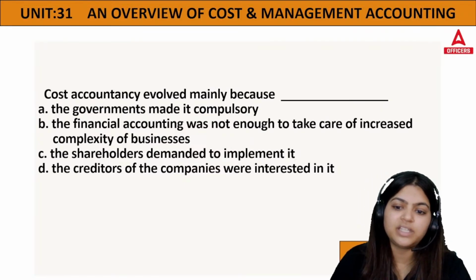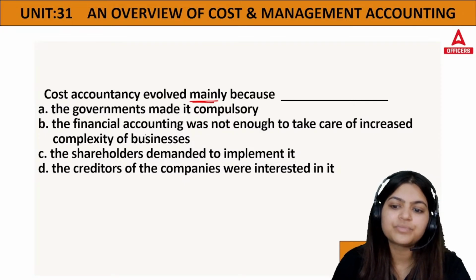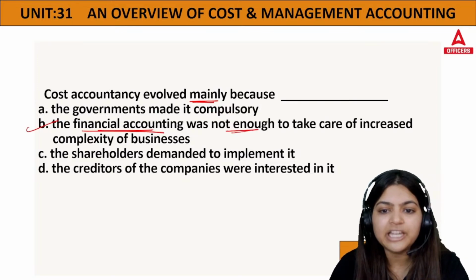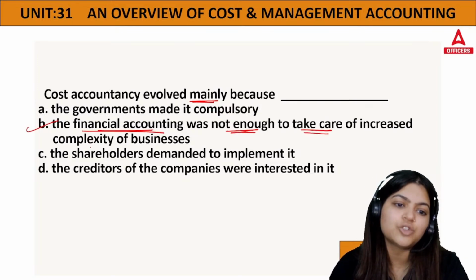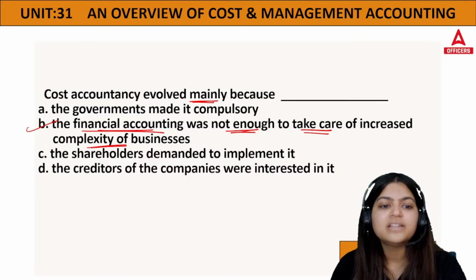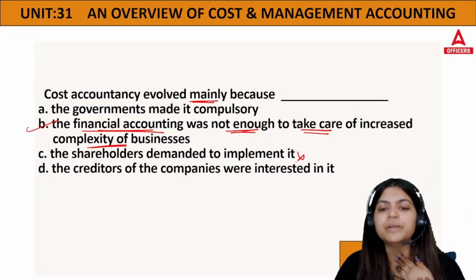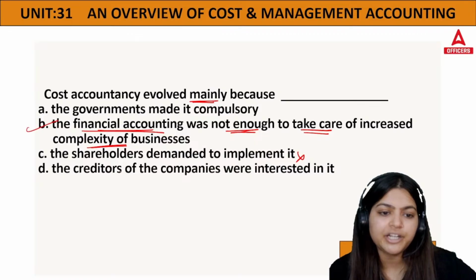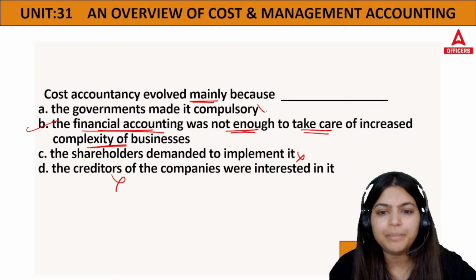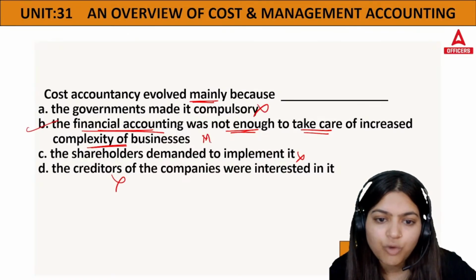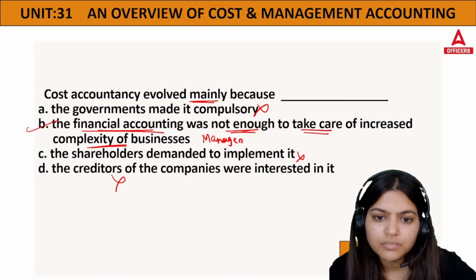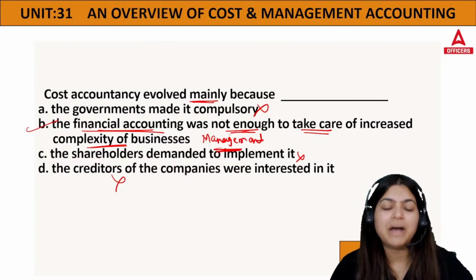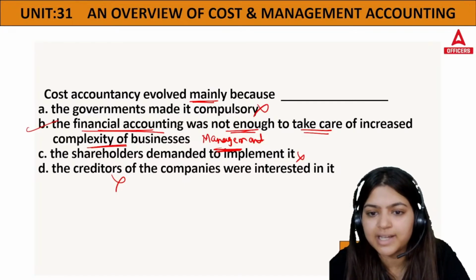Cost accountancy evolved mainly because... You can see the answer here: because financial accounting was not enough to take care of the increased complexity of businesses. Did shareholders demand it? No. Did creditors want it? No. Did the government make it compulsory? No. Your management wanted it. Yes, because of management, cost accounting was created.